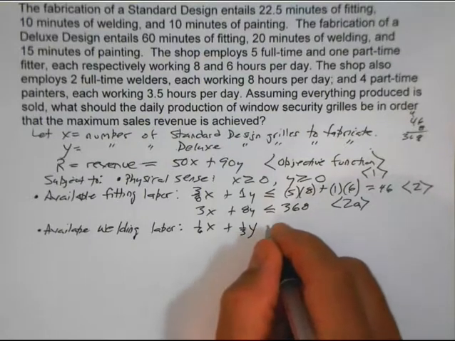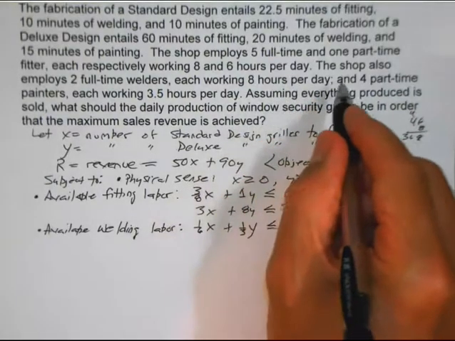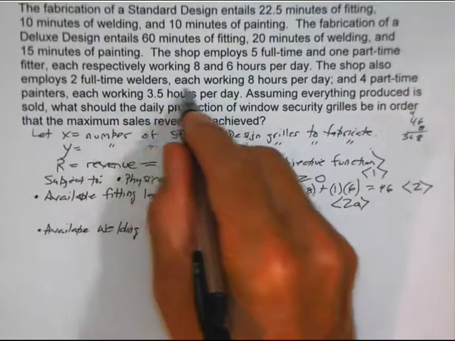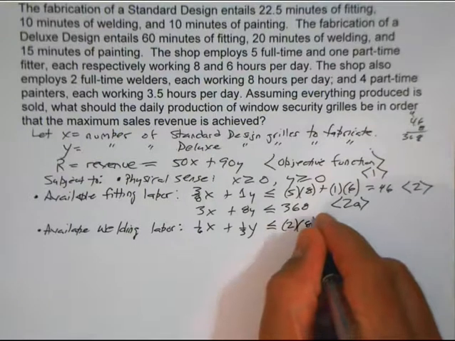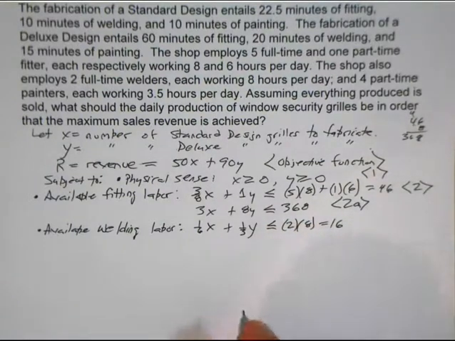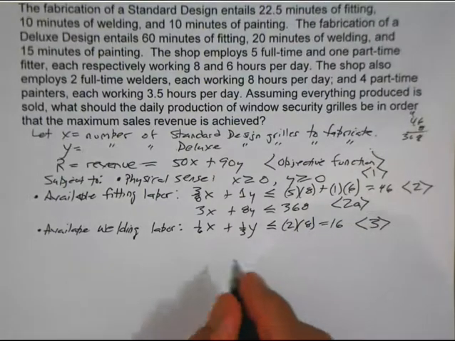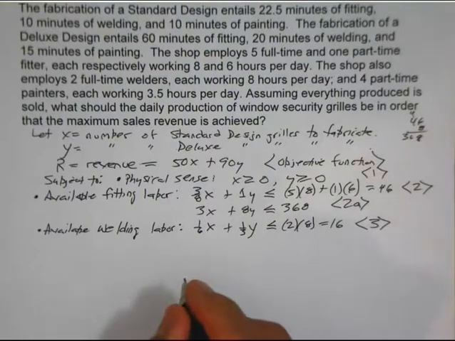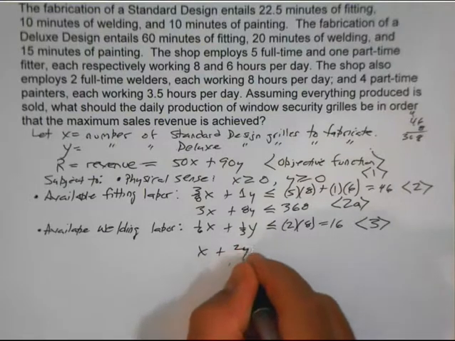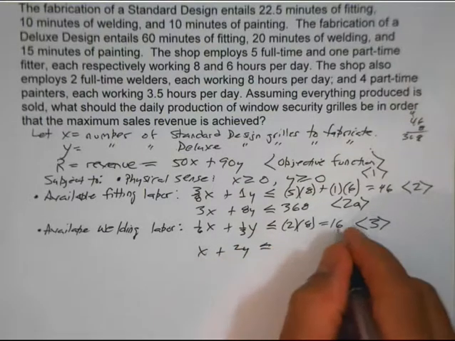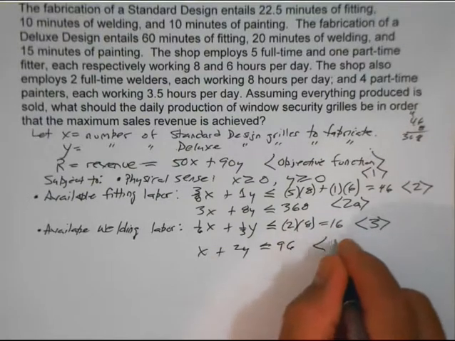And this has got to be less than or equal to, what kind of welding labor has this shop got? It has 2 full-time welders, each working 8 hours per day. So there's 2 welders at 8 hours a day. That would be 16 there. Here's inequality 3. And perhaps we clear the fractions here, multiply both sides by 6. And this could be rewritten as x plus 2y less than or equal to 6 by 16, 96. Here could be 3a.